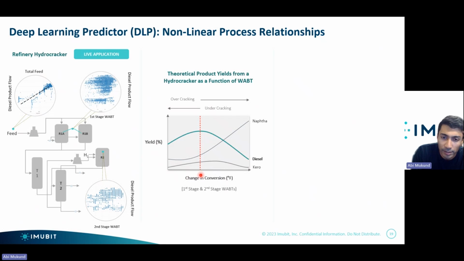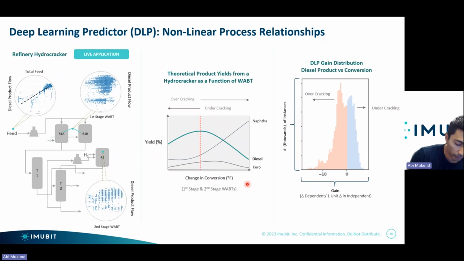But at some point, as I continue to increase conversion, I actually see an inflection in my diesel make, and I start to lose diesel yield. So I have a negative gain between conversion and diesel. This is commonly referred to as overcracking, right? So you can see theory on a hydrocracker tells you that you do have nonlinear process relationships between conversion and diesel, and you also have nonlinear process relationships with your other distillates as well. So on a simplified level, if you're just trying to make more diesel in your hydrocracker, it really becomes important to understand this nonlinearity.